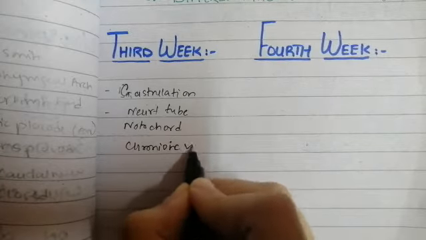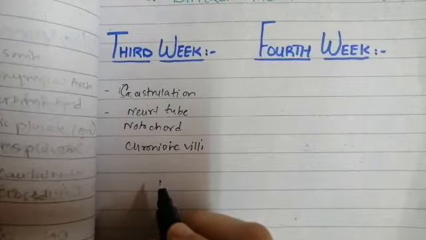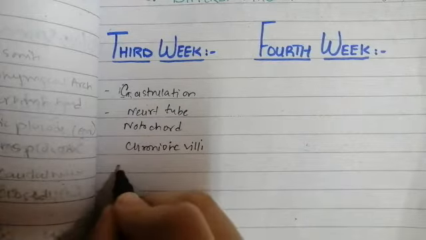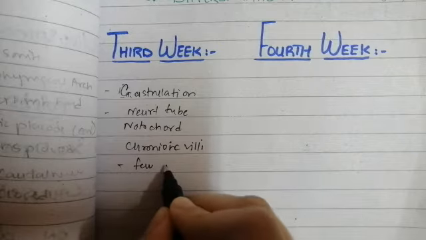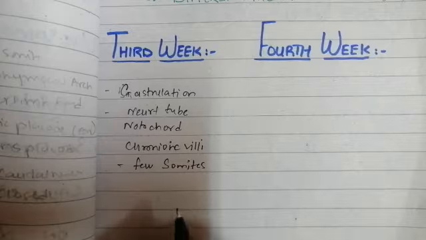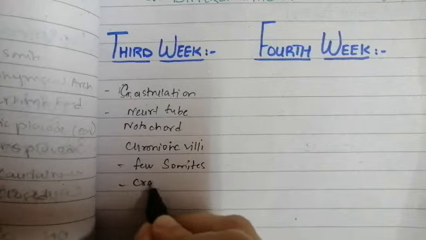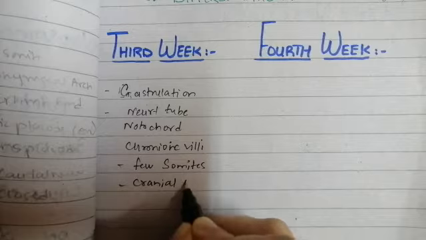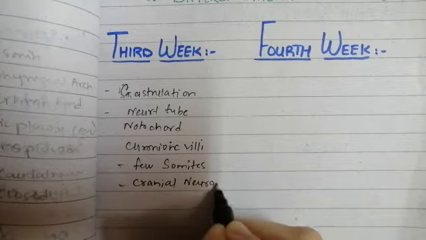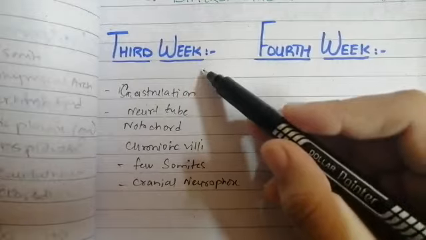The chorionic villi in the placenta are going to develop during this 3rd week. Also there is development of a few somites. At that level there are very few somites in the paraxial mesoderm. Also there is a closure of the cranial neuropore that is present at the end of the neural tube. So these are certain features that take place during the 3rd week.